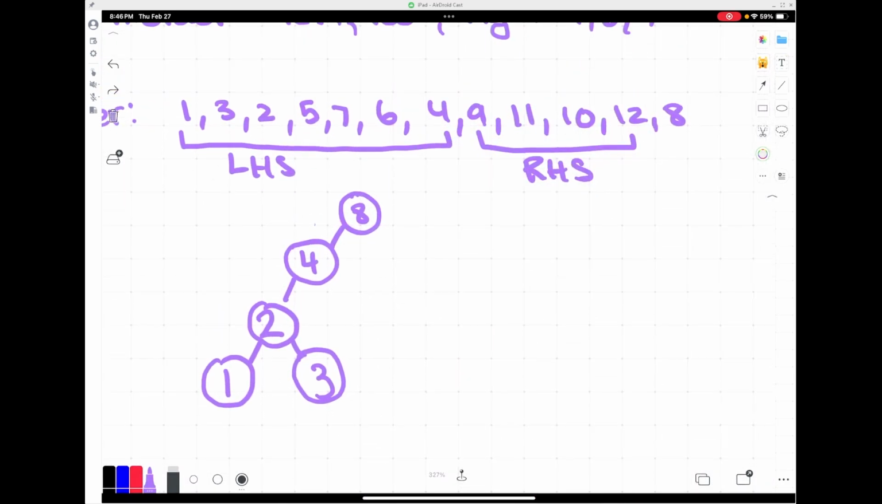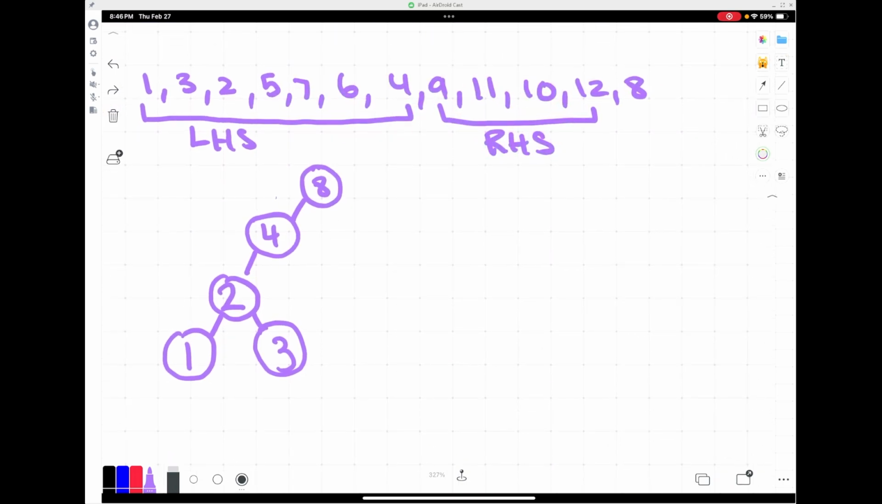And so we've done everything that's less than 4. Remember our little other lists. So now we can go over to the right hand side for 4, which is 5, 7, and 6. Because 6 is all the way at the end, we can put that first.